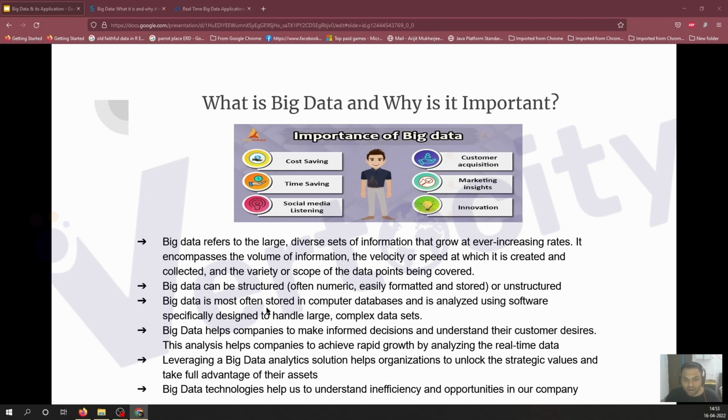Also, we will try to understand how big data helps companies make informed decisions and understand the desires of their customers. Big data will help them analyze growth opportunities and how they can improve their interaction or sentiment with their customers. If you have seen e-commerce websites, lots of people comment on the product pages about the different kinds of products that they bought. It might be good, it might be bad, it can be many things. The main selling point here is that a big data analytics solution will help them unlock strategic values and take full advantage of their assets. It will also help companies understand what they are doing wrong, what their inefficiencies are, and what the growth opportunities for their company can be.